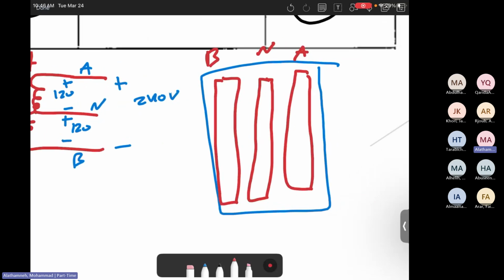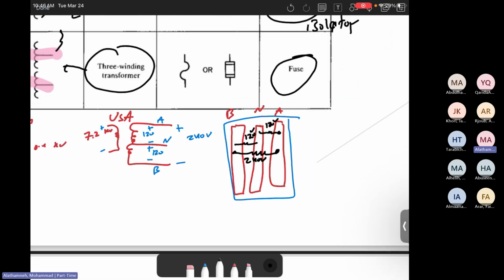Then you will see some appliances connected, like some loads connected here. This is 120 volts. Some loads connected here. This is 120 volts. Some other loads connected between here to here. This is 240 volts. That's why in the United States, in residential, we have 120 volt plugs and 240 volt plugs. Which one is more common? Of course, the 120.